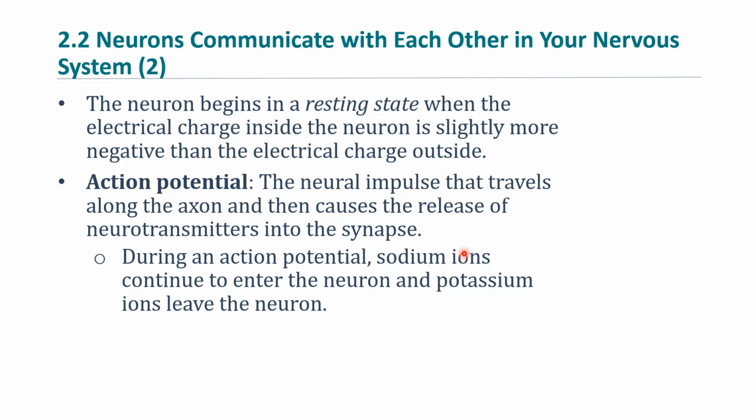It was resting at a negative state. Now it gets this influx of positive ions, and the negative ones are leaving, and that's what actually causes the electrical impulse to travel along the axon. I don't know the science of it. That's not my area, but that's what causes it.